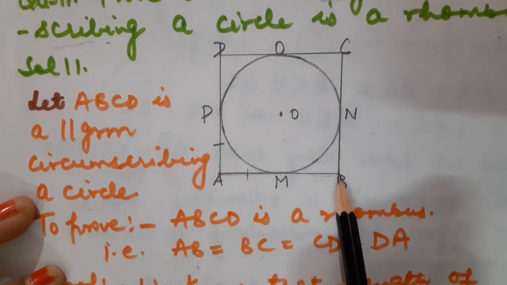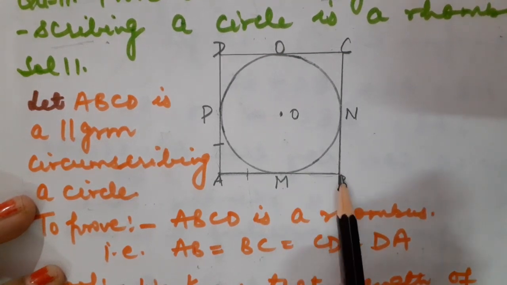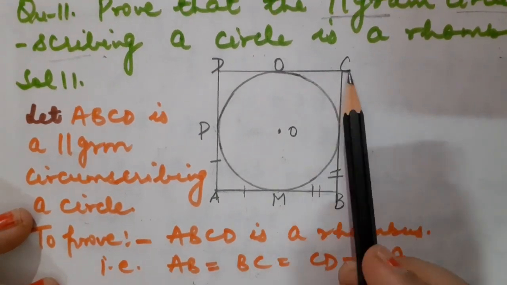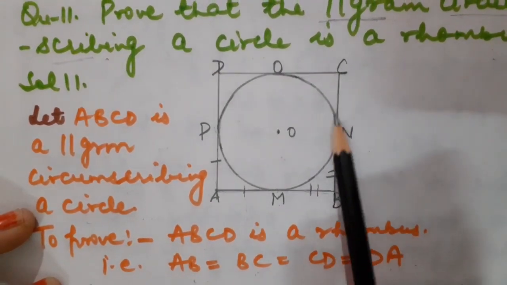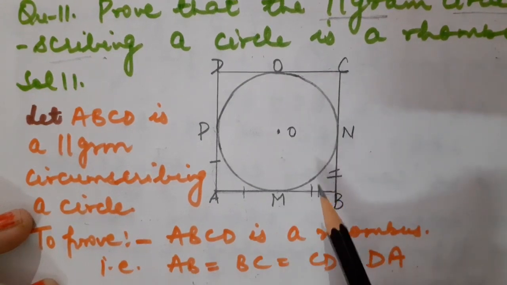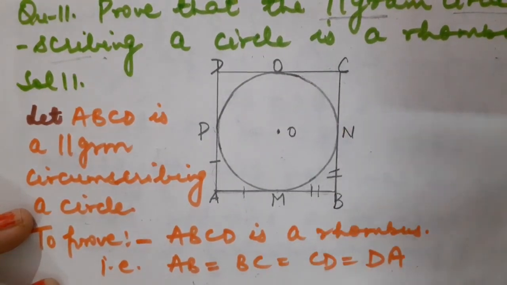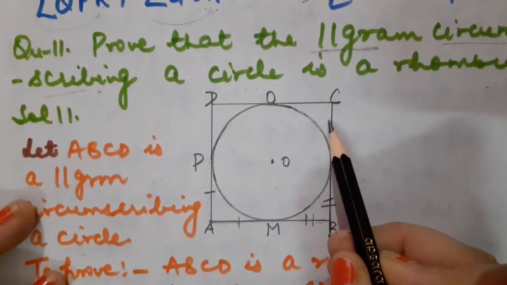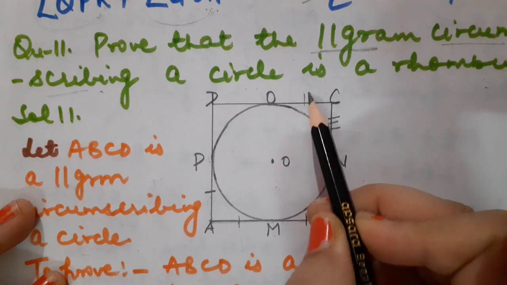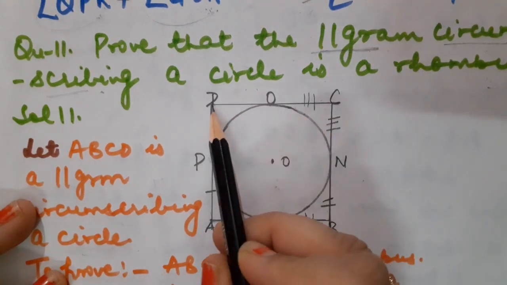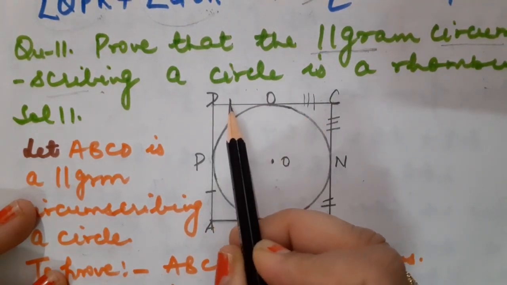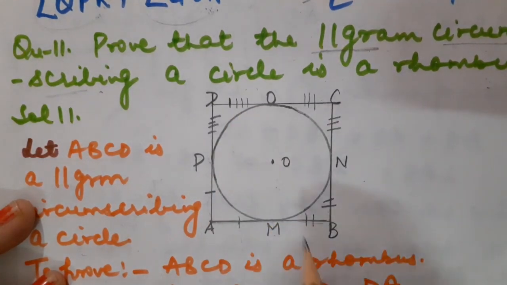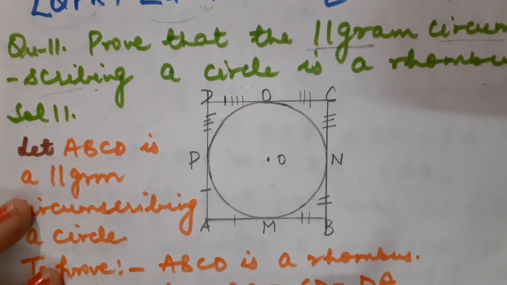So if I take point B as the external point, then definitely BM must be equal to BN. Correct? In the same manner, if C is the external point, then CN must be equal to CO. This is O written. Correct, students? In the same manner, if D is the external point, then DO must be equal to DP. Clear? So this strategy I am going to apply over here. Fine, children?